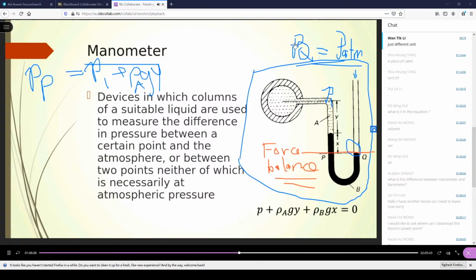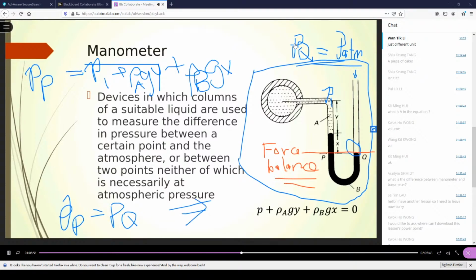And then we have an additional column of liquid B, so here you have one more, density of liquid B times g x. And we understand why the pressure is balanced here: pressure is balanced when we have force balance along PQ, so the pressure at P equals the pressure at Q.